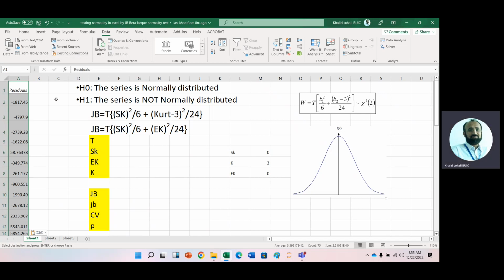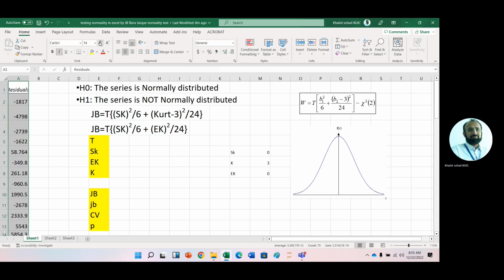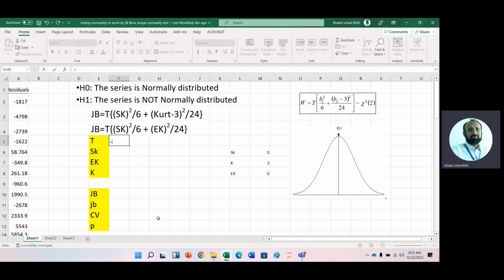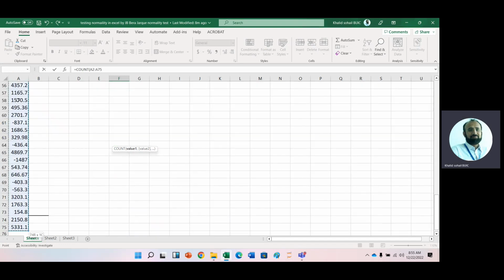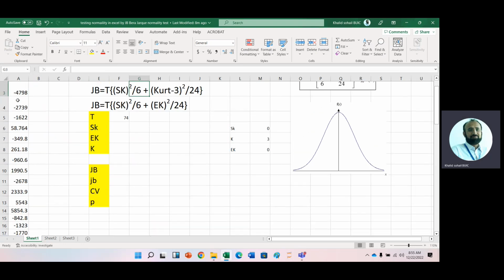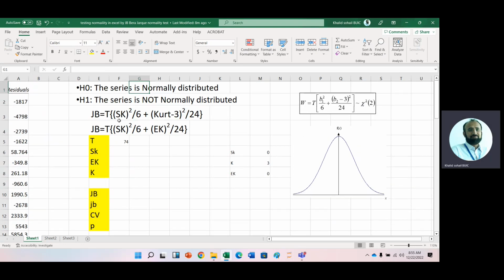Now first we calculate the number of observations with the help of the COUNT function, because we need this number of observations in the Jarque-Bera test. Now look at the Jarque-Bera test. It is basically the number of observations multiplied by skewness squared divided by 6, plus kurtosis minus 3, which is basically excess kurtosis, after taking the square, divided by 24. Then we will get the Jarque-Bera test.